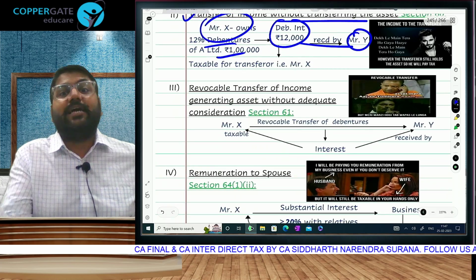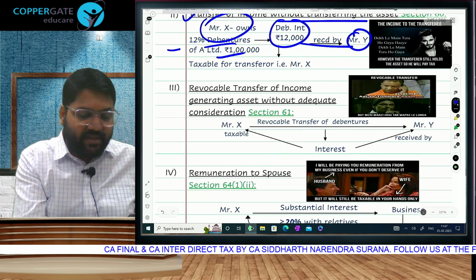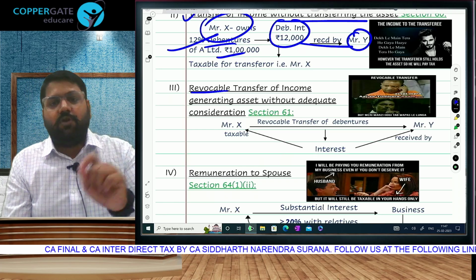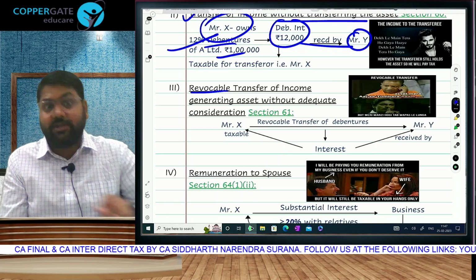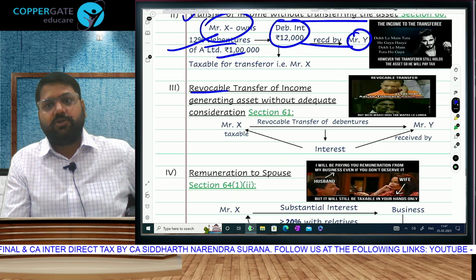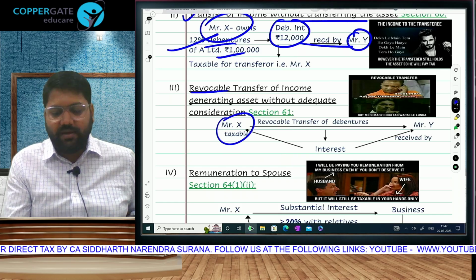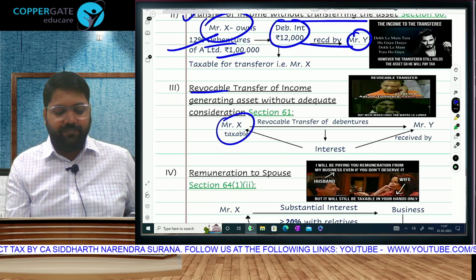So what people are doing is transferring the asset to escape this, but this is revocable. So whenever I want, I will take it back. If there is a revocable transfer of asset, then not only income is transferred, the asset is also transferred, so that is also going to be clubbed in the hands of the transferor. The only case where it will not be clubbed is an irrevocable transfer of asset.